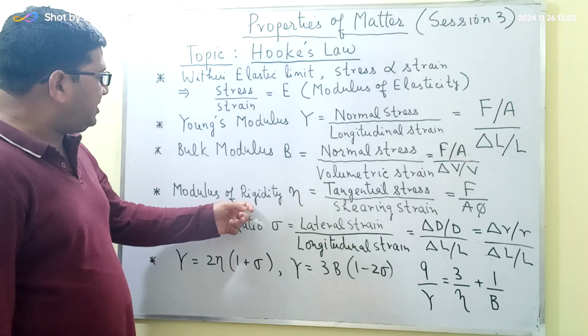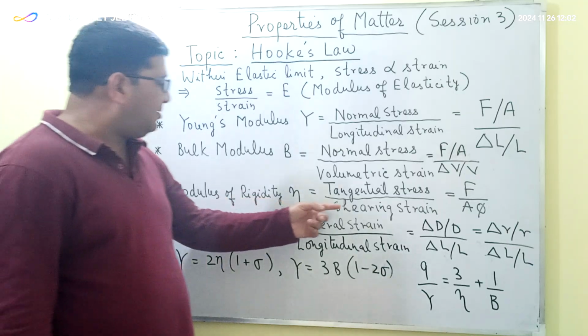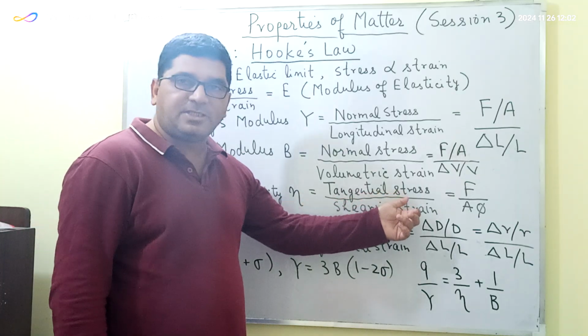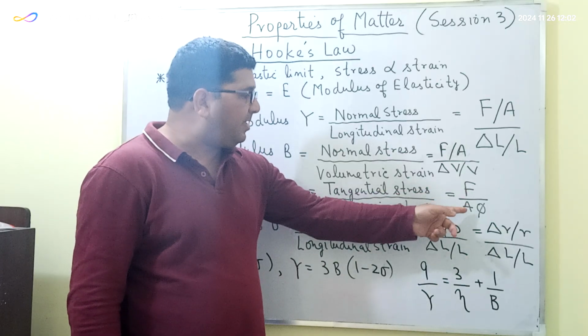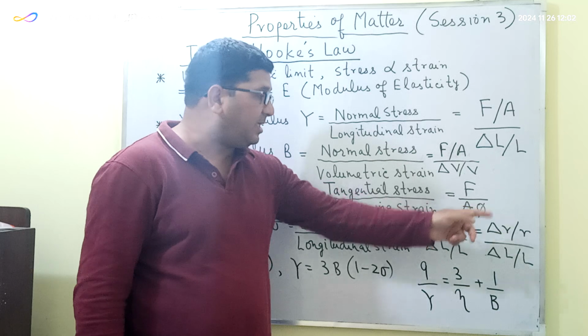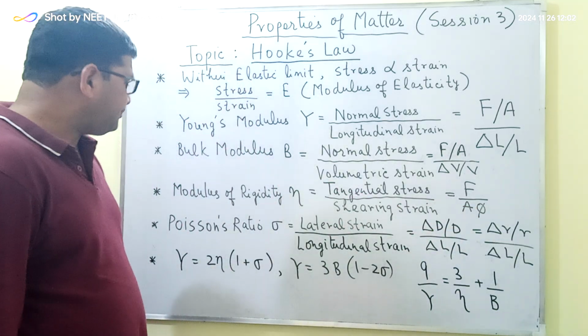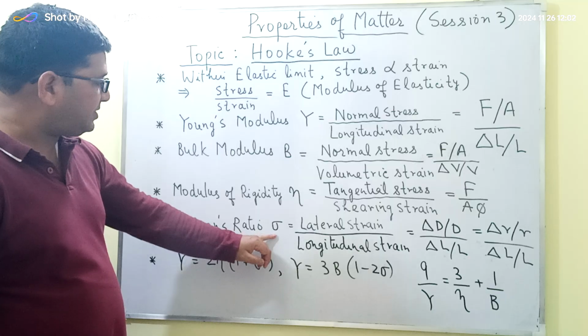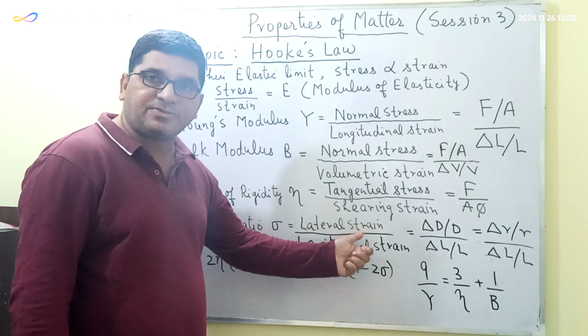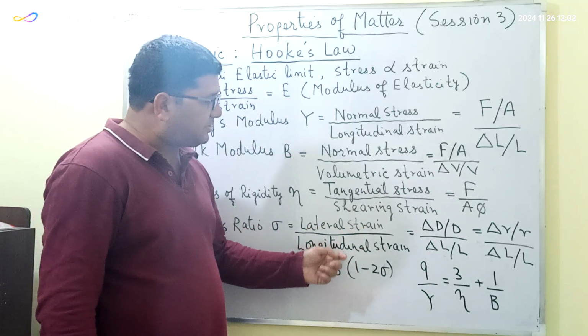The modulus of rigidity is equal to the tangential stress divided by the shearing strain. So this is equal to F divided by A into phi, where this phi is the shearing strain. Poisson's ratio is denoted by sigma. So this is equal to the lateral strain divided by the longitudinal strain.